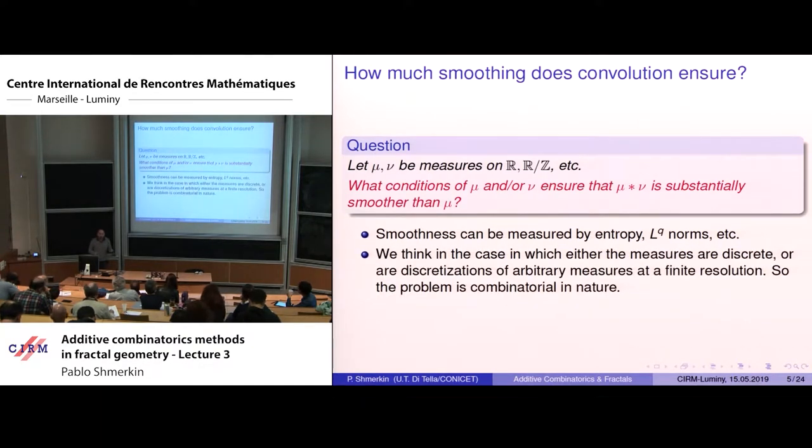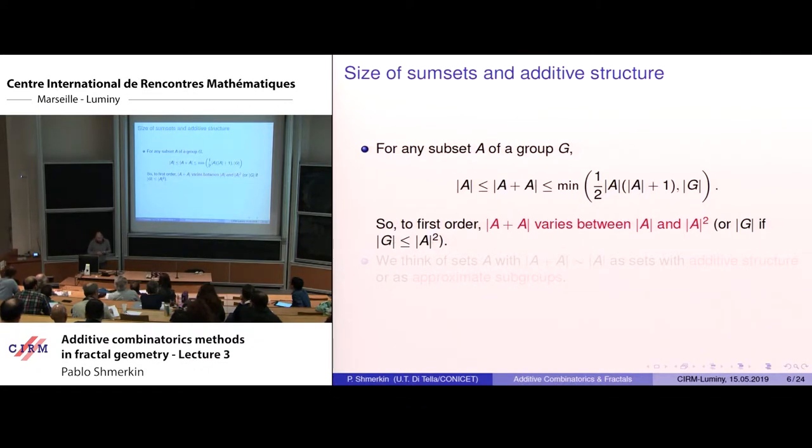But in the applications to fractal geometry, and so the content of my talk today and Peter Varju's talk, you are in a discrete situation. Either the measure lives in some discrete space, or maybe the measure lives on R^d, but we look at the measure at a given finite scale delta. So it is quite a combinatorial question. That's why it has been studied, and the tools and ideas come from combinatorics. So we're going much more in the direction of combinatorics.